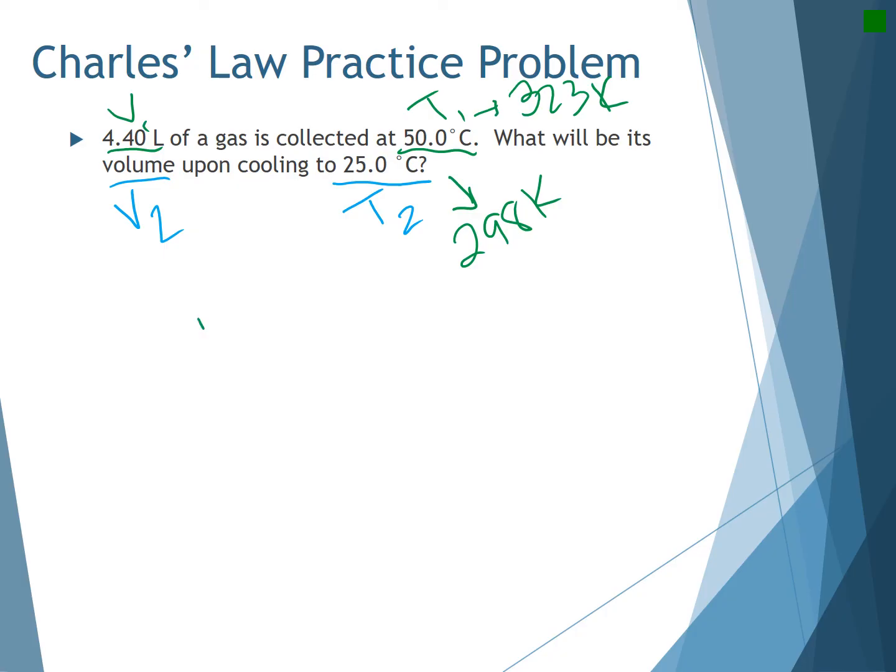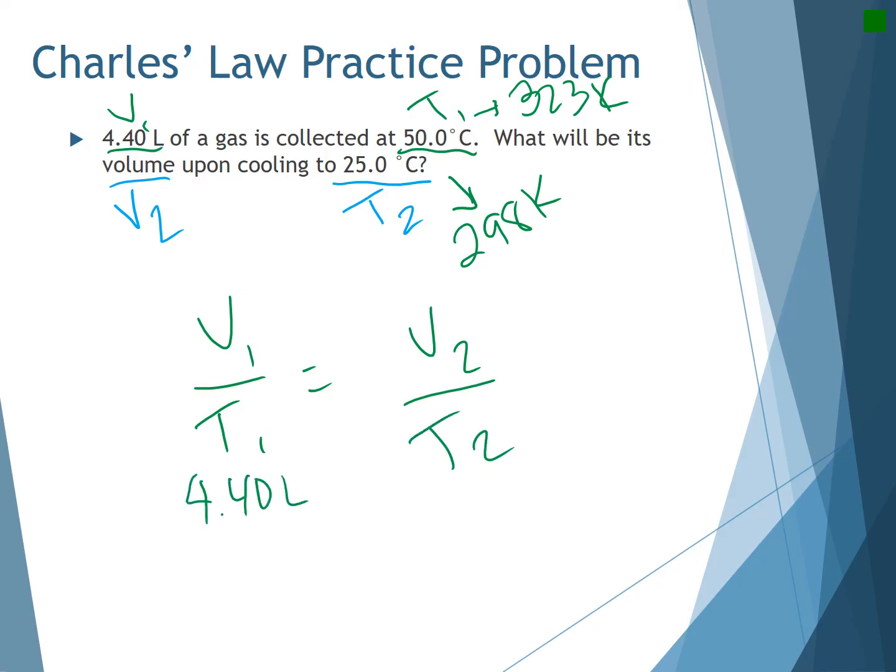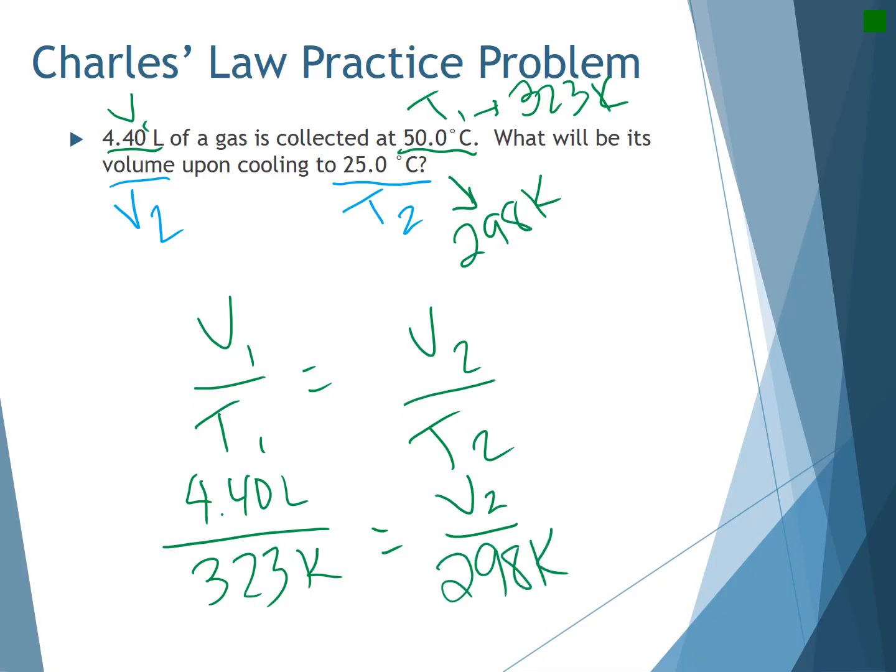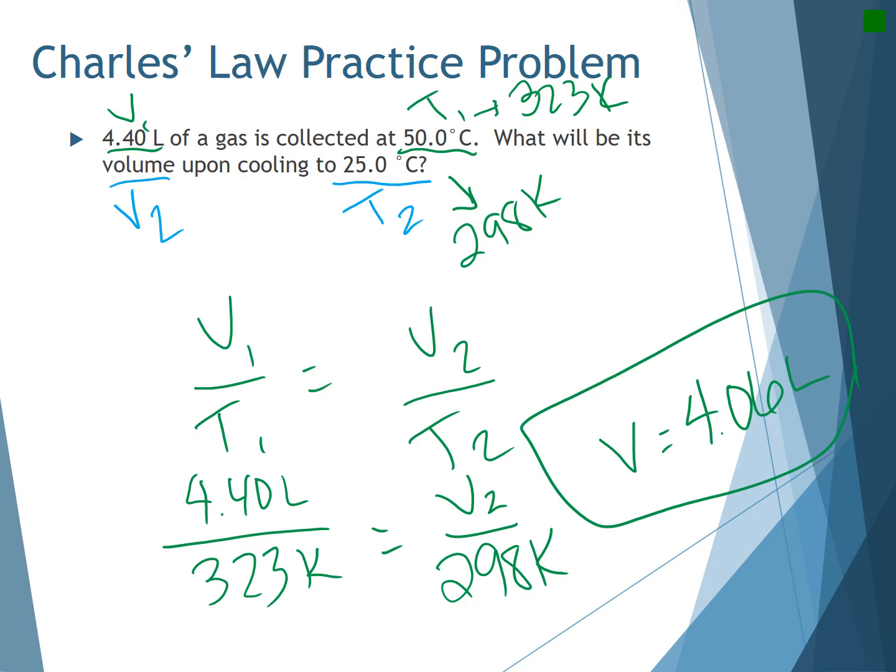So my formula is V1 over T1 equals V2 over T2. So in this situation, we're going to do 4.40 liters over 323 Kelvin. That is equal to my V2, which I'm solving for, and my T2 is 298 Kelvin. So when we cross multiply, we get V equals 4.06 liters. All right, hopefully you kind of have an understanding of this.